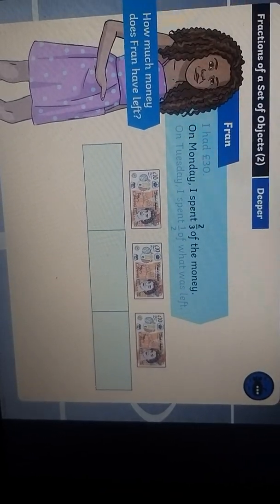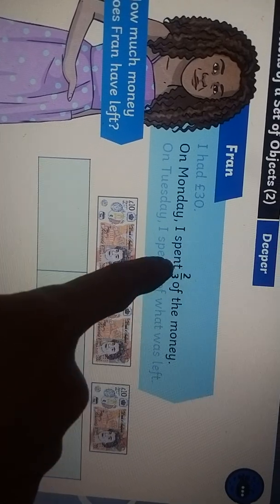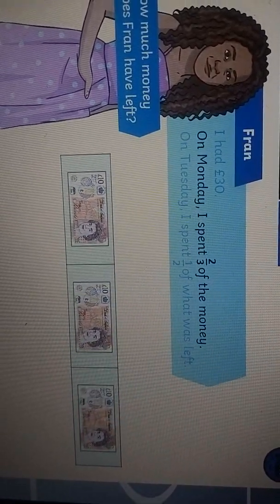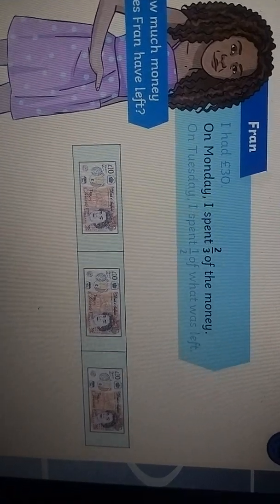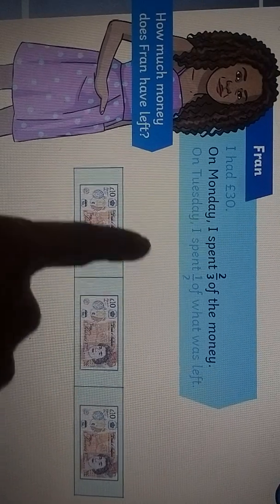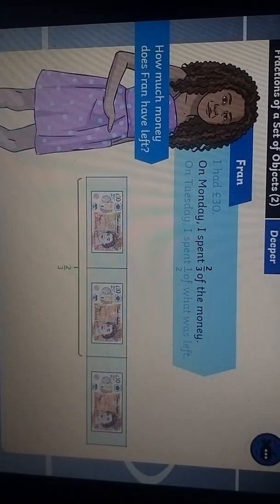She's got £30, so we need to split £30 into 3 groups, because 3 is our whole. Yep, 2/3. So 10 in each. So she spent 2/3 of that money. What is 2/3 of 30? It's going to be 2 of the thirds. Which are those 2? 2/3.